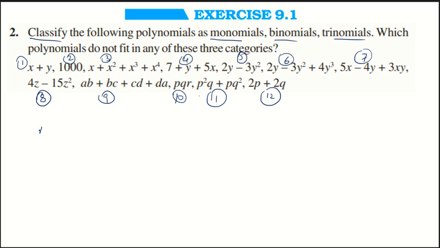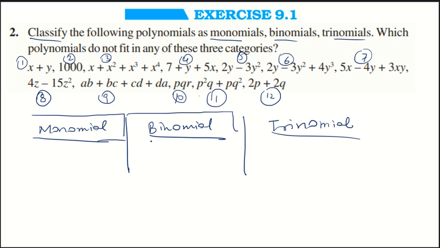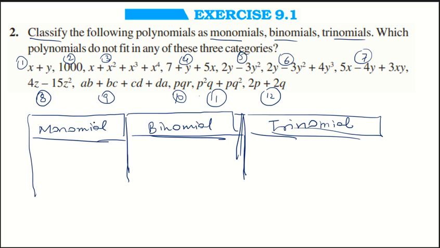Now, I am writing monomial, binomial and trinomial. So, let me say I have got a basket containing title of monomial, a basket containing title of binomial and a basket containing title of trinomial. So, while classifying, I will put one by one by picking into, dropping them into these baskets.